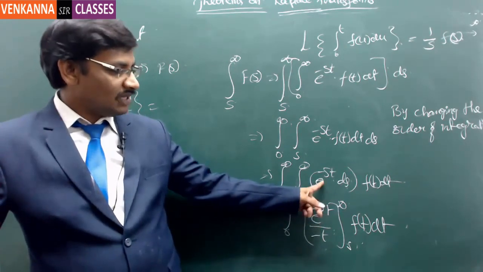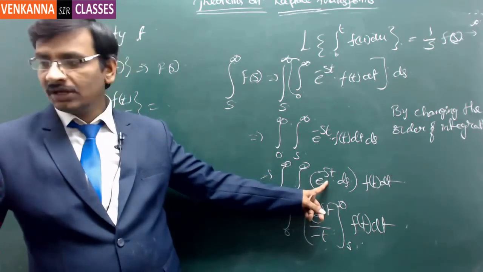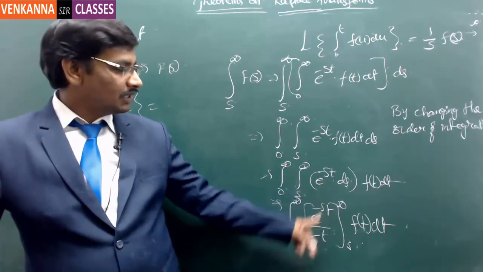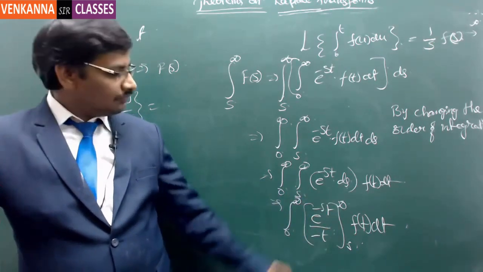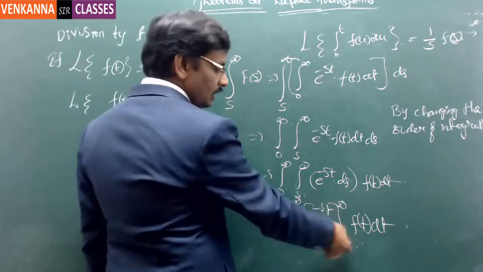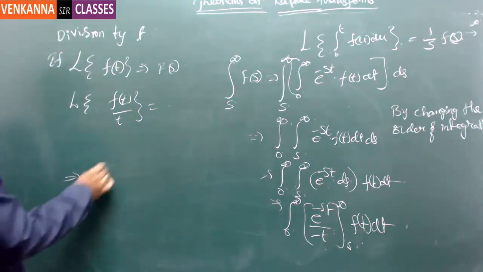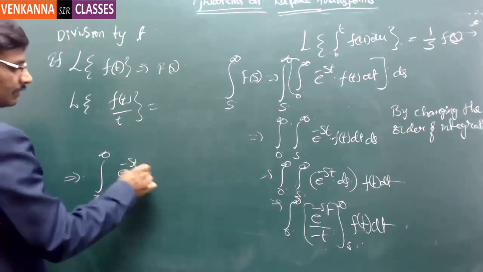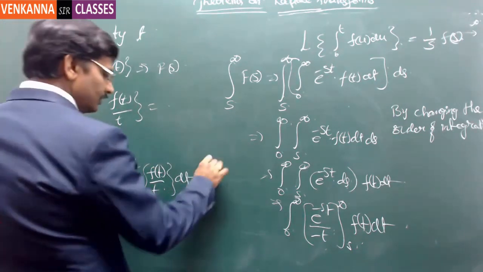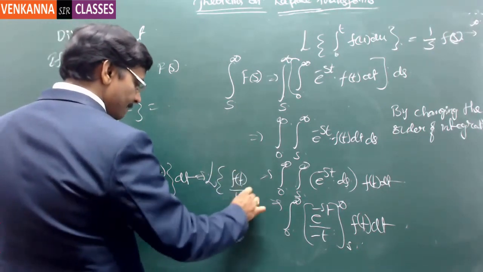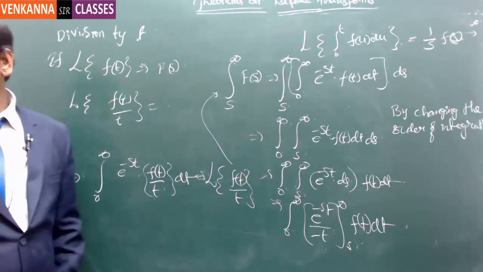When you do the integration with respect to s, t will be treated as a constant. So the integral value will be e power minus st by minus t, with upper limit infinity and lower limit s. Now if you substitute the upper limit, this value will be 0, and for the lower limit it will be e power minus st by t. So this is equal to the integral 0 to infinity e power minus st f of t divided by t into dt. This is nothing but the Laplace transform of f of t by t, which is given as this one. Got it? Understood?